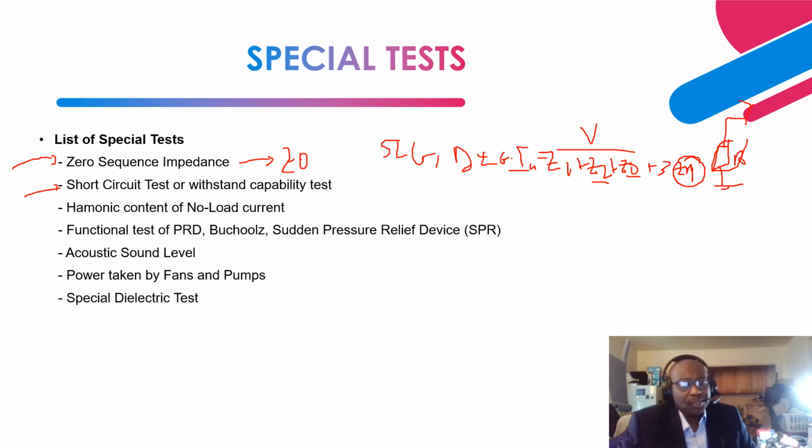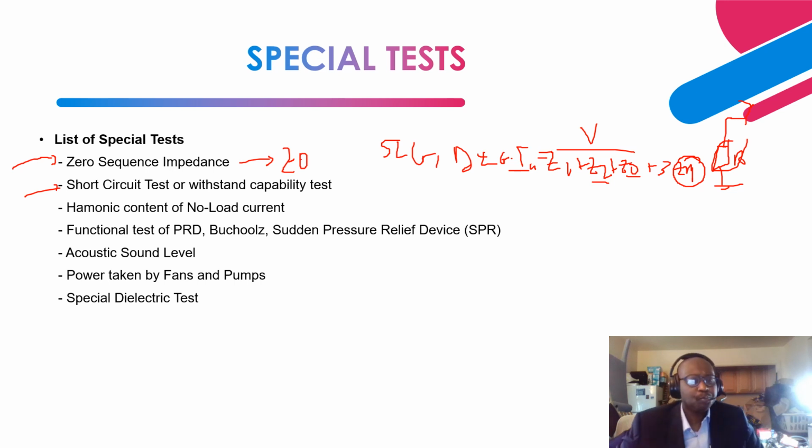Another special test is the short circuit test or withstand capability. This can also be classified as a design test or type test. But when a customer wants to see this test for himself, wants to witness this test, then that is when he can request this test, which also can be classified as a design or a type test.